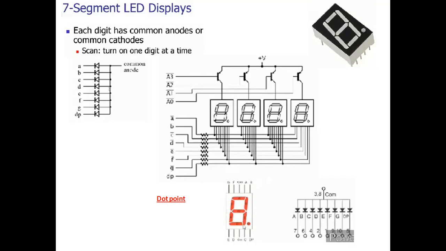This happens at a very fast rate, so that the user will not be able to sense or observe it. Due to the persistence of vision, the human eye is not able to sense such fast fluctuation. Hence we see that all the 4 LEDs are glowing with different values on them. So you can explain these concepts for 7 segment displays.